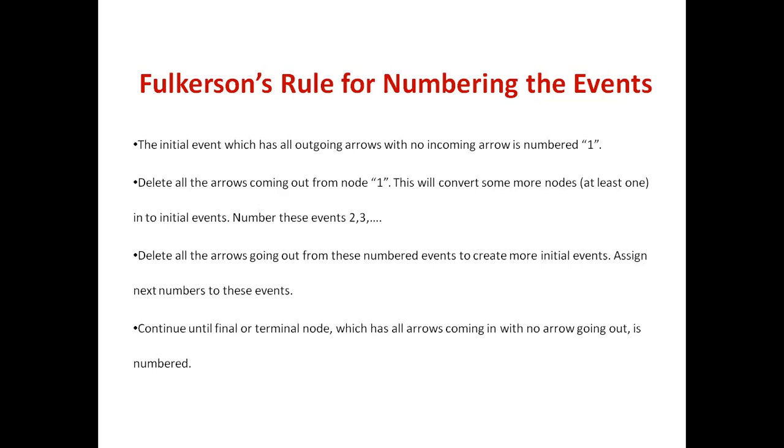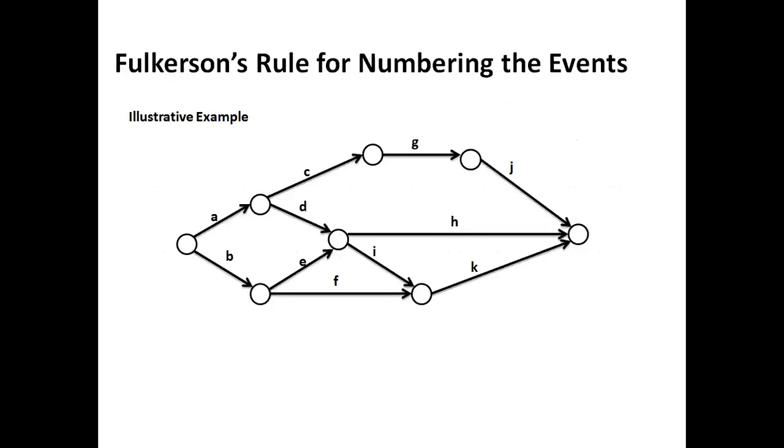Let us take one illustrative example, and let us follow Fulkerson's rule for numbering the events. Okay. Here it is. The network has been drawn based on the precedence relationship. There are a number of activities, and based on the precedence relationship, the network diagram has been drawn.